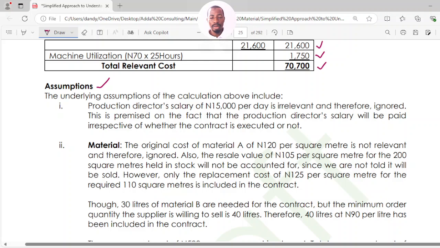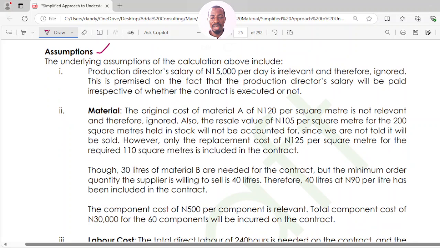Then number two, material. What are our assumptions on material? The original cost of material A of 120 naira per square meter is not relevant and therefore ignored. Also, the resale value of 105 per square meter for the 200 square meters in stock will not be accounted for. Since we are not told it will be sold, it is only when you are told that the material in stock will be disposed of that you consider saving. But in this case, since we are not told otherwise, we ignore it. However, only the replacement cost of 125 naira per square meter for the required 110 square meters is included in the contract. So that's our assumption on material A.